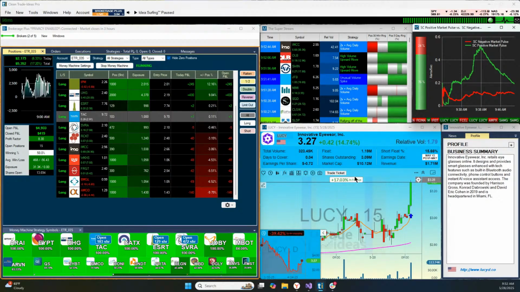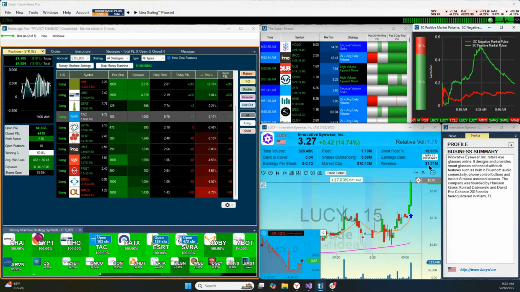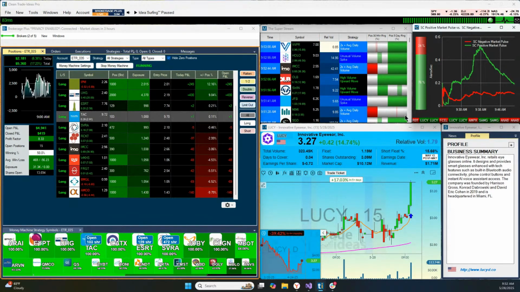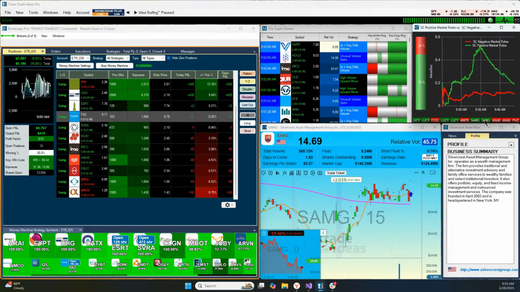And something like this, like innovative eyewear. Let's see, revenues of $1 million, market cap of 10. Okay, and they lose a lot of money. All right, so that's my quick, high-level hedge fund analysis. Nope, I'm gonna pass.